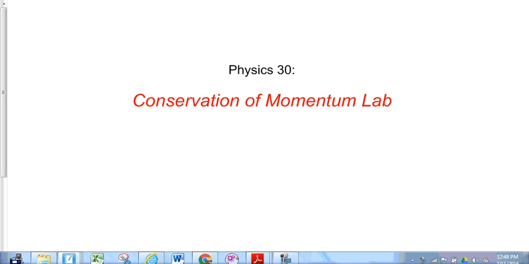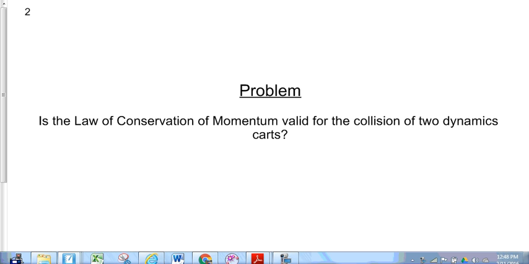Today we're going to do our first lab of the year, the law of conservation of momentum. You can probably imagine, given the title of this lab, what the problem might be. We're going to try to verify if the law of conservation of momentum is valid. Well, we always want to phrase that in the form of a question. So we're going to say, is the law of conservation of momentum valid for the collision of two dynamics carts?